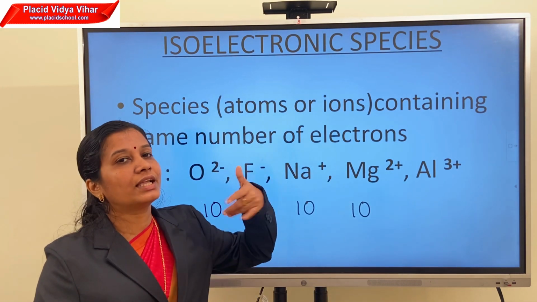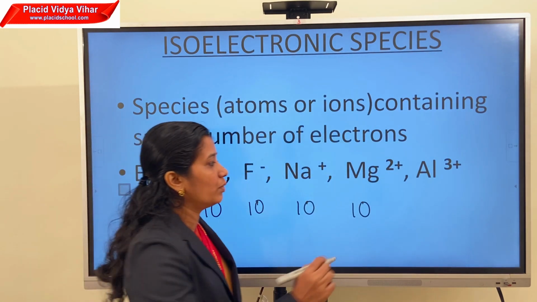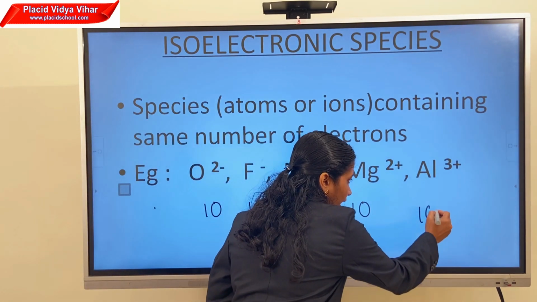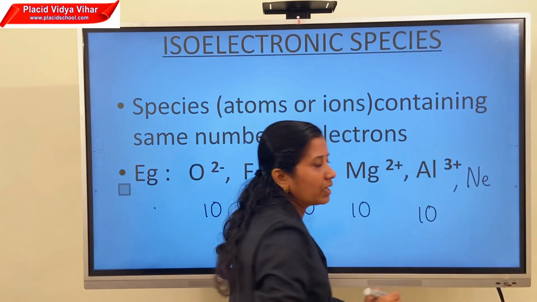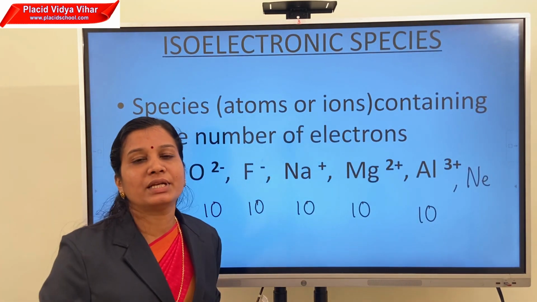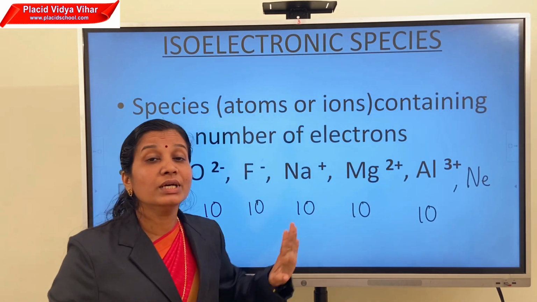3 plus means 3 electrons removed. So the number of electrons is 10. And here we can also add neon, Ne. It's a neutral species. Atomic number is 10. So the number of electrons is also 10.